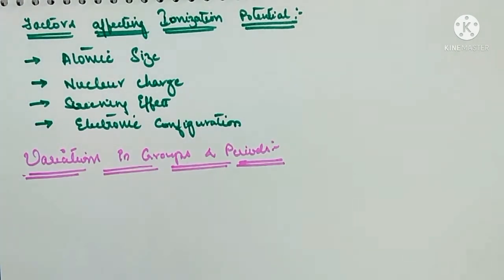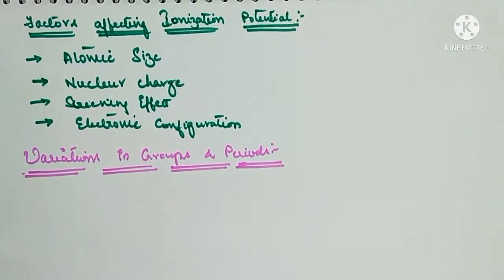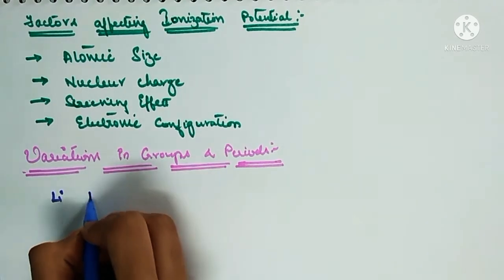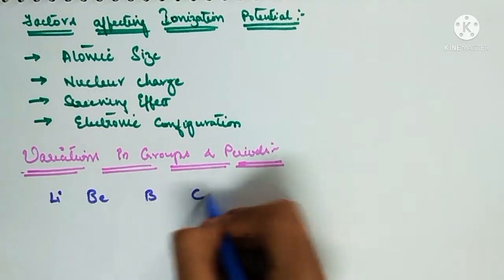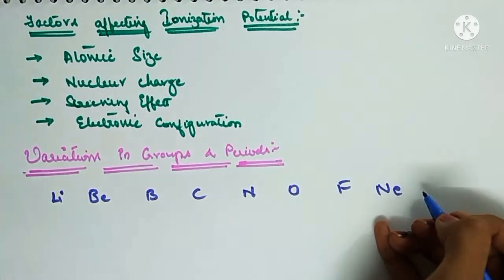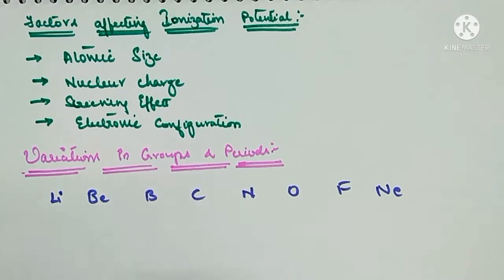So we know that across the period, the atomic radius of the elements decreases. So if we take the example of the second period elements, that is lithium, beryllium, boron, carbon, nitrogen, oxygen, fluorine, neon. So here, as we move across the period, the atomic radius decreases due to increase in the nuclear charge. So if the nuclear charge is more, the IP will be more, because the removal of electron will be difficult.